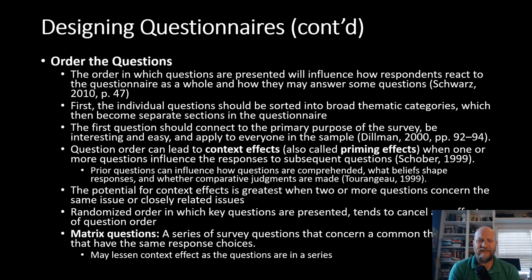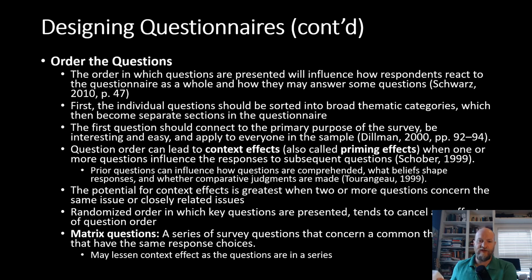So the idea is that sometimes we want to randomize question order, but we also want to keep things relatively simple if we can. So we want to assess, first of all, if there's likely to be a context or a priming effect from certain questions, and if there is, then consider randomization. Like I said, by randomizing them, you can sometimes cancel out some of these effects.